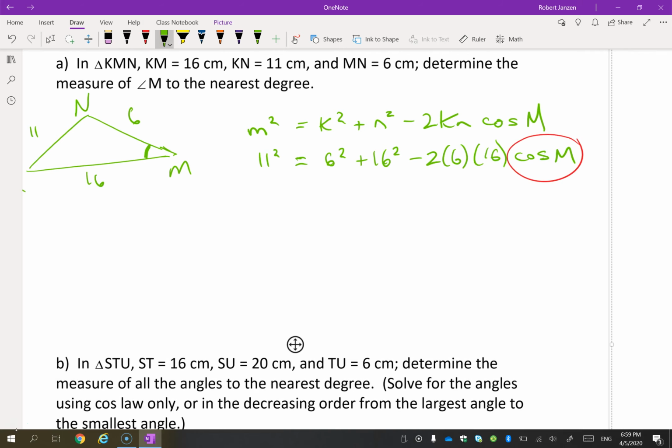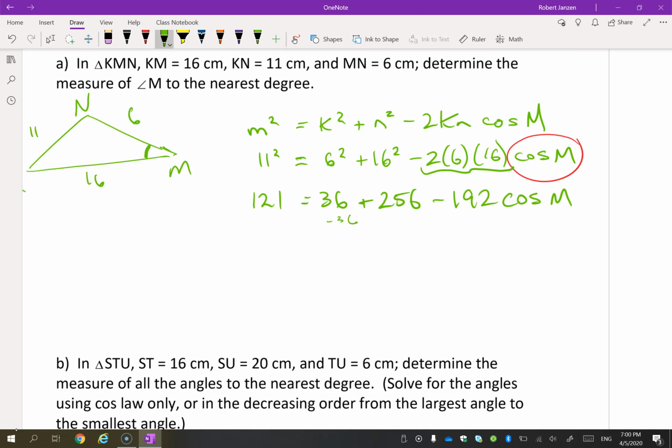Okay, let's figure out some of these. Now be careful, this is all multiplied together, so let's actually multiply that together. 96 times 2 is 192 cos M. And then what am I going to do? I'm going to take away 36 from both sides. I'm going to take away 256 from both sides. Let's do that first.